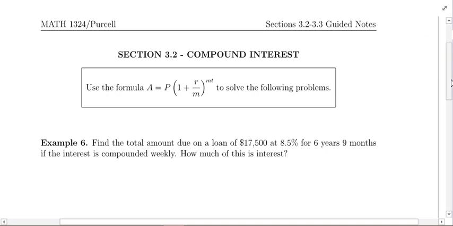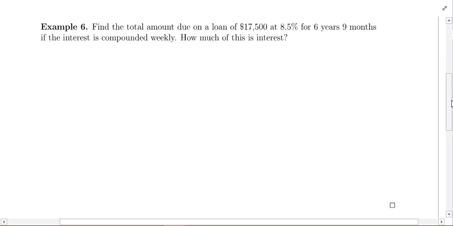Let's see here if I can scroll up. Okay, example 6. Find the total amount due on a loan of $17,500 at 8.5% for 6 years, 9 months if the interest is compounded weekly. How much of this is interest? Okay, read through the problem again and again until you feel comfortable with what you're given and what you're being asked.